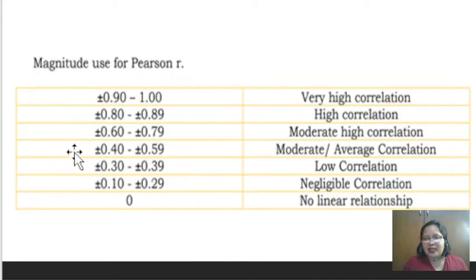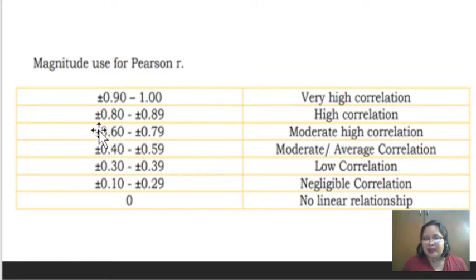So, these are the magnitudes used for Pearson's R. Okay? So, ito yung ginagamit. So, we will be able to identify the meaning of the result of the Pearson's R coefficient. If it is positive or negative 0.90 to 1.00, it is a very high correlation. Yung relationship, a very strong, or the strength of the relationship is very high.